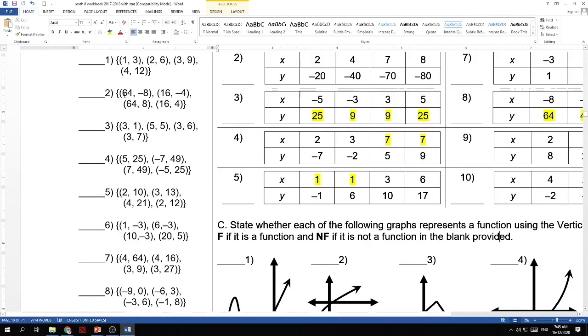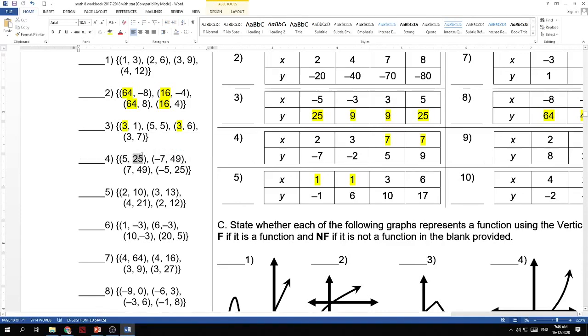One to many. Why one to many? Okay, the domain has repetition. The 16 or 64. Correct. It's repeating. What about number 3? One to many again, because the domain 3 is repeating. What about number 4?